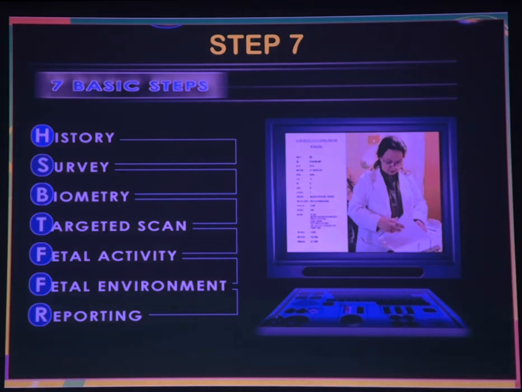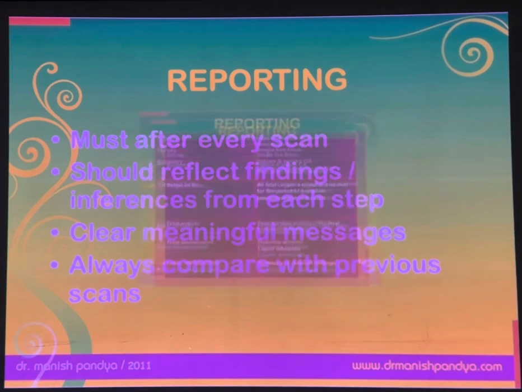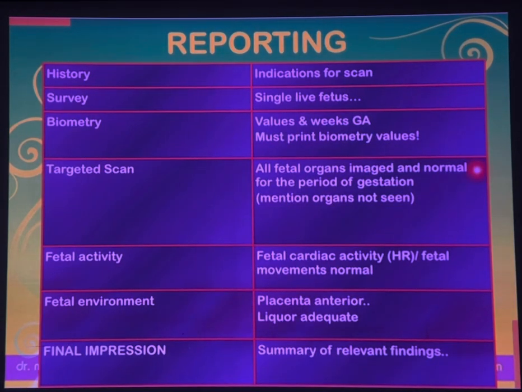So lastly, we have to go for reporting, and it should reflect the findings and inferences from each step. It should give a clear, meaningful message, and always try to compare with the previous scan. So first is history. Why you have to do the scan? This is the indication of the scan. Single, live, intrauterine, in a given presentation. Do all biometries and record values in the targeted scan. All the organ images normal for this gestation period.